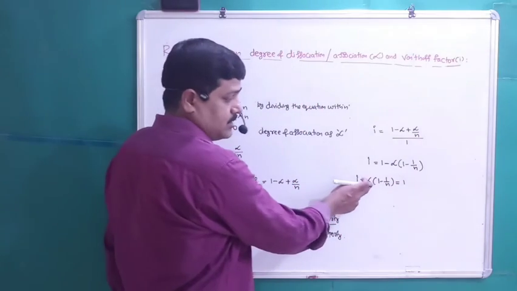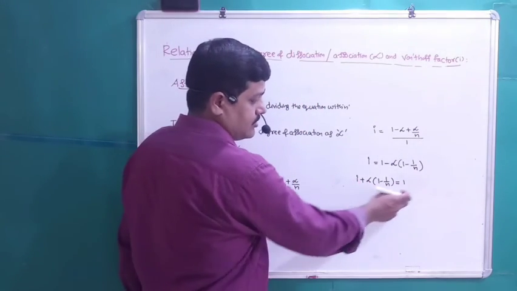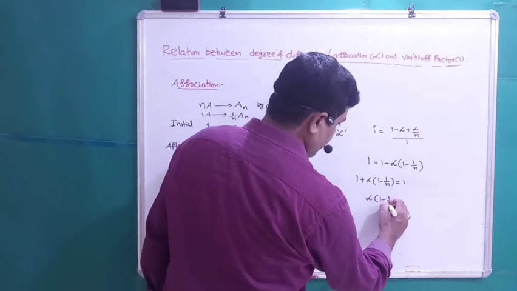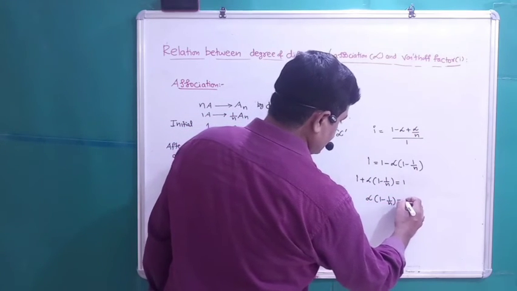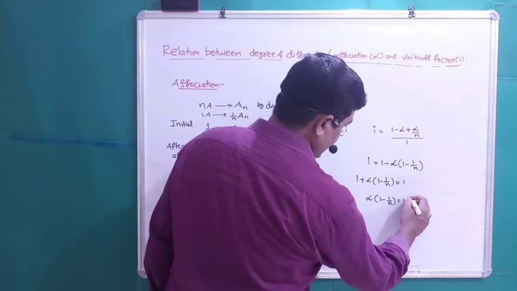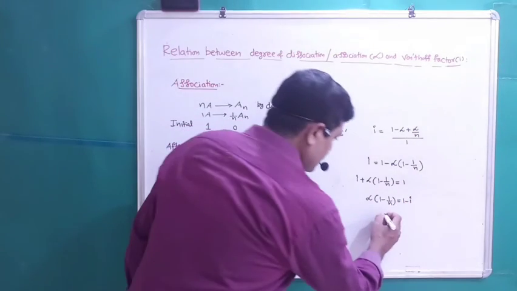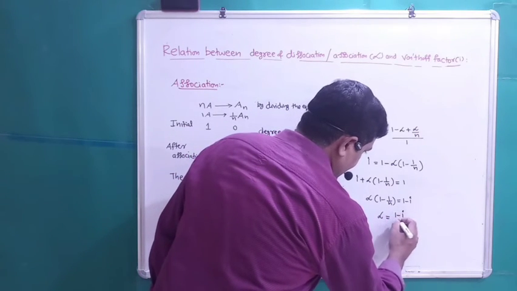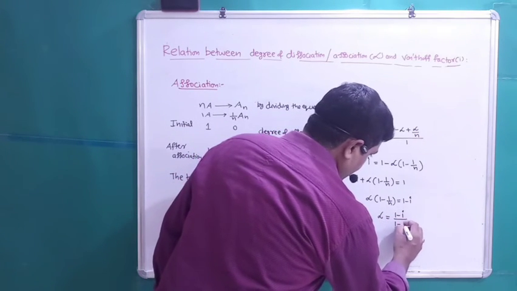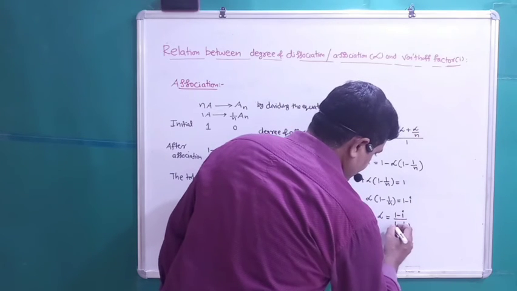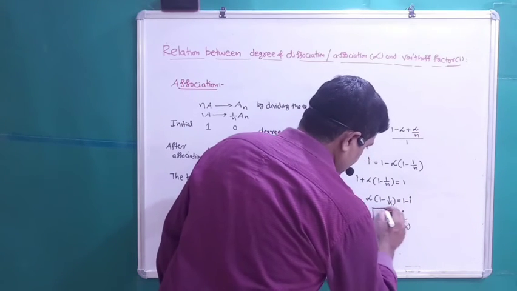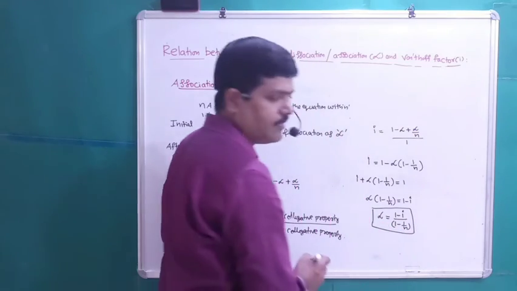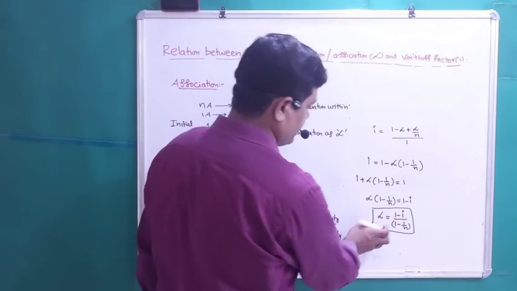We need the expression for alpha, so transfer i also to the opposite side of the equation. Alpha into 1 minus 1 by n is equal to 1 minus i. So alpha is equal to 1 minus i divided by 1 minus 1 by n. This is the relation between degree of association alpha and van't Hoff factor i.